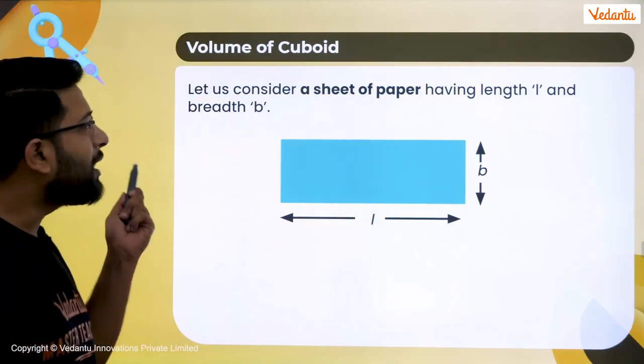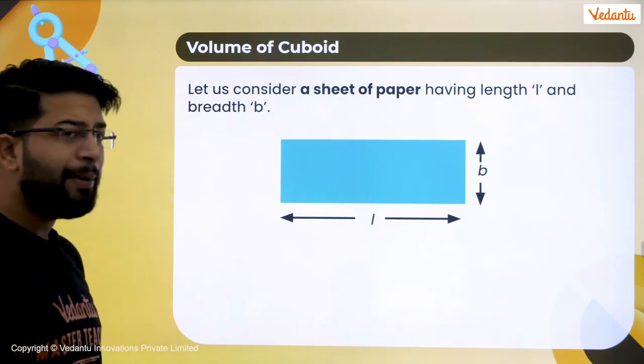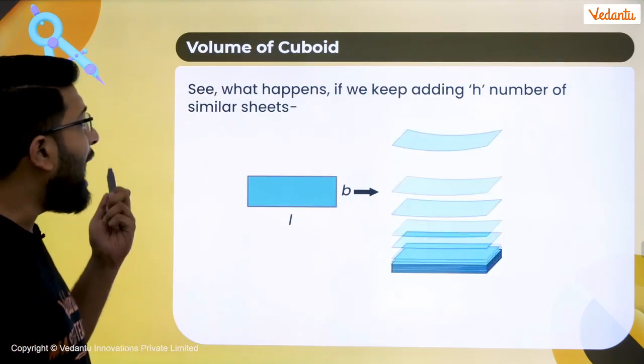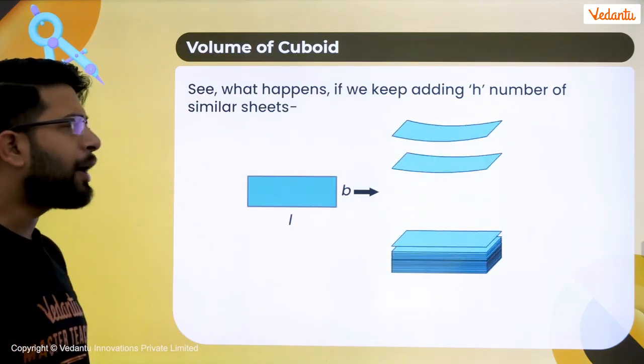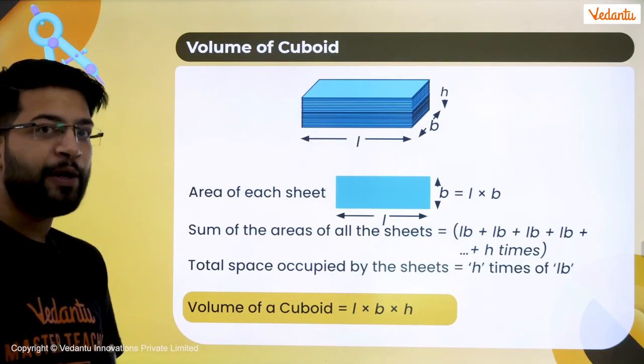Champ, let's consider a sheet of paper having length L and width B. Now, if I keep adding H number of such papers, I will get the final shape: a cuboid.